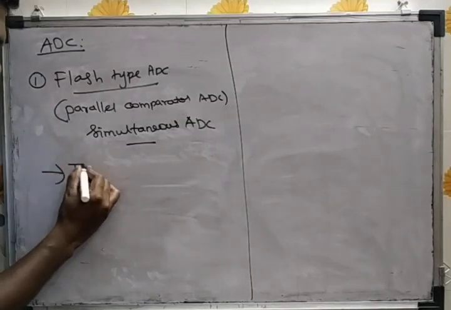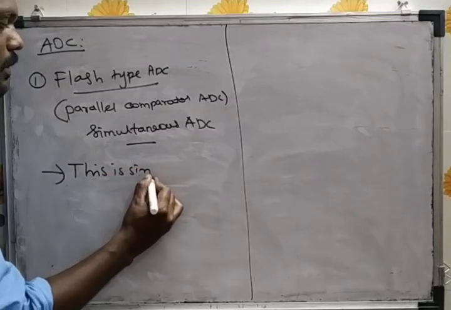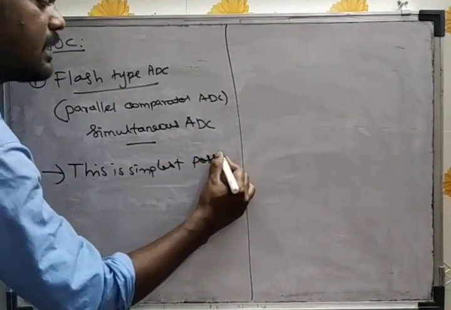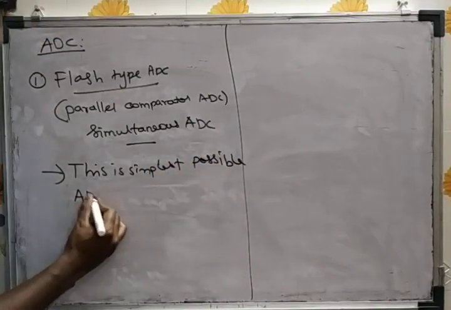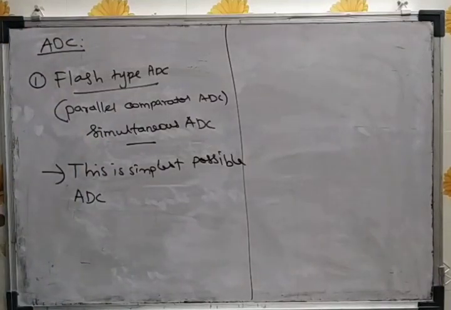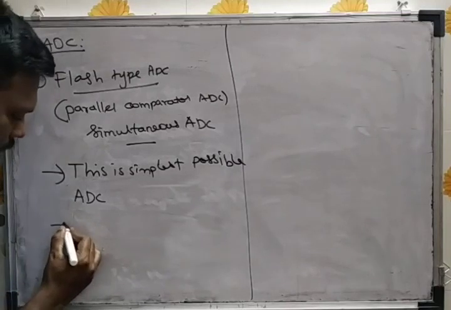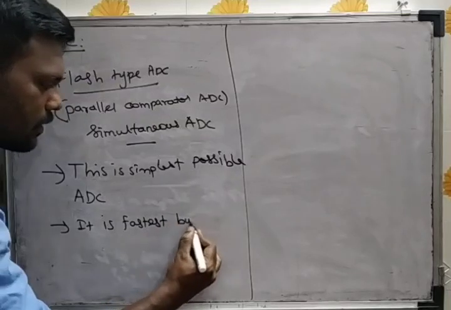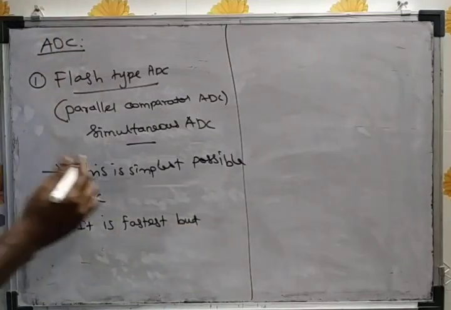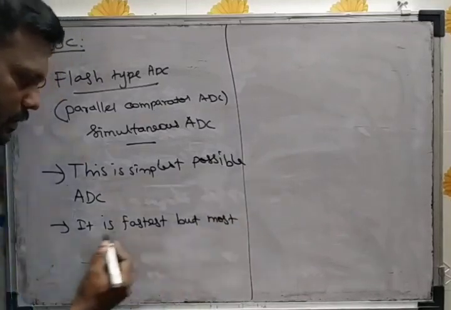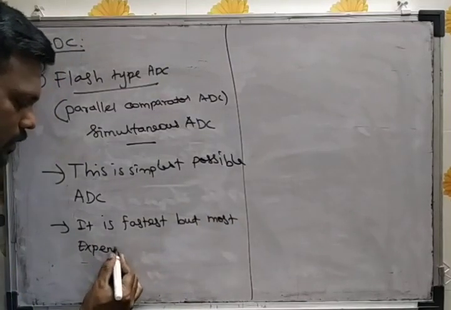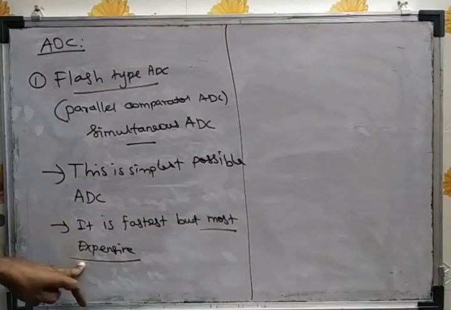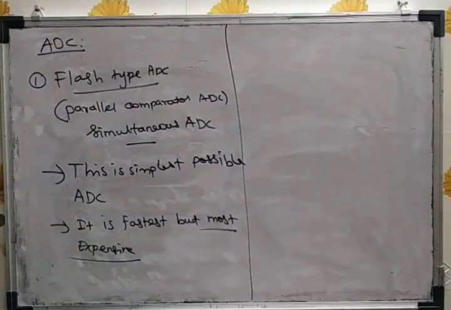This is the simplest possible ADC. It is the fastest but the most expensive technique. Most expensive in the sense that it is a complicated hardware circuit.